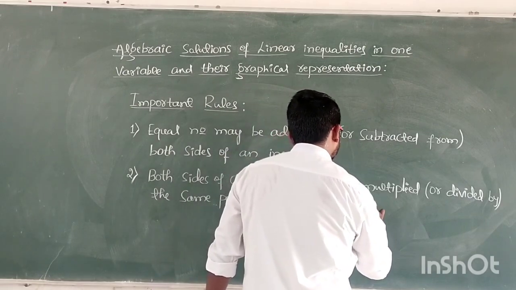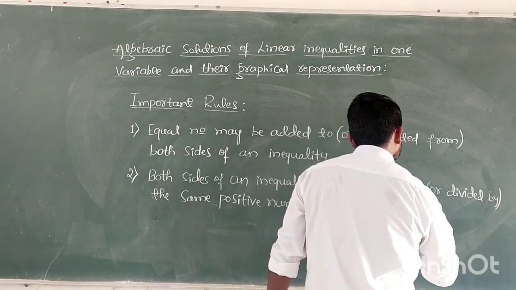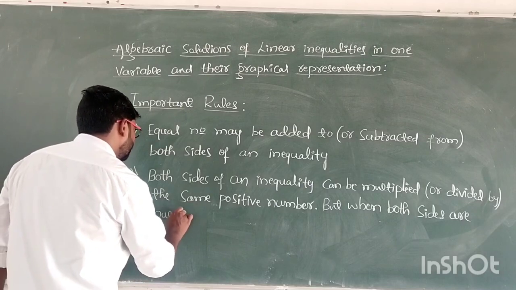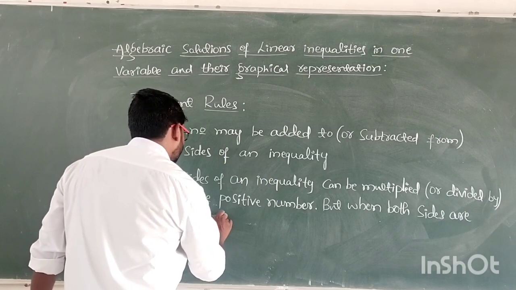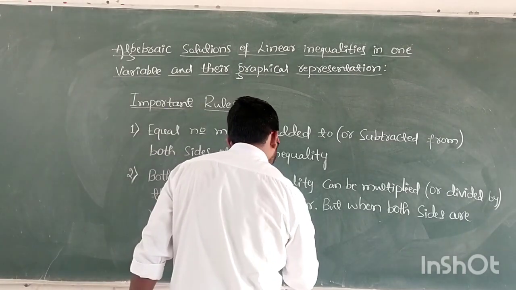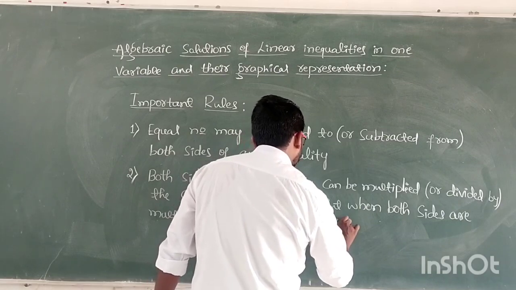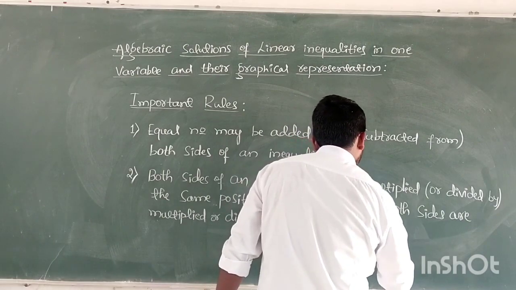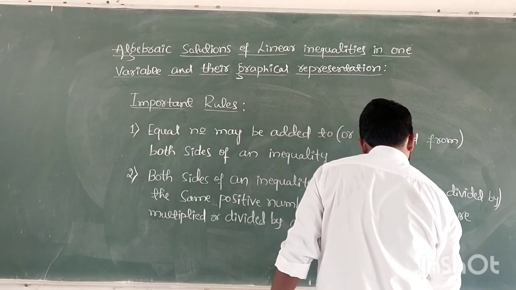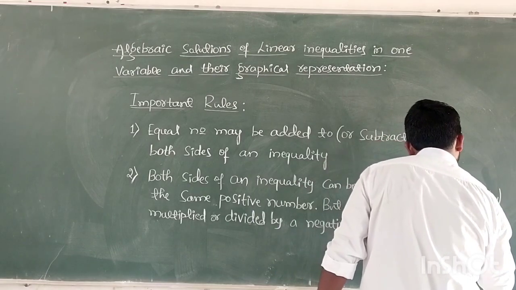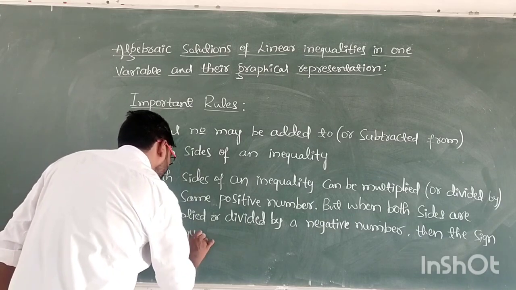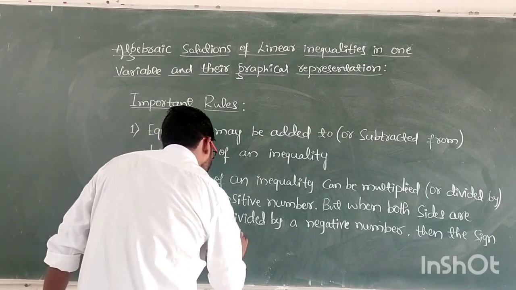But when both sides are multiplied or divided by a negative number, then the sign of inequality is reversed. This is a very important rule.